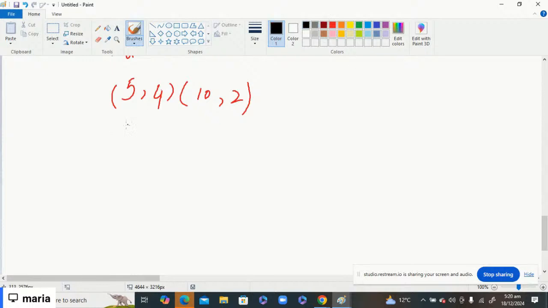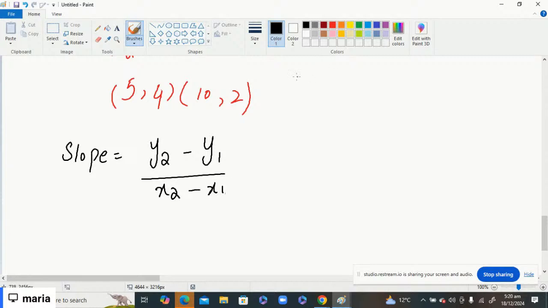Okay, so the slope is y2 minus y1 over x2 minus x1. So first in the rough page you are going to write down what is x1, y1, x2 and y2. If you want to write it down like here, it's all up to you.